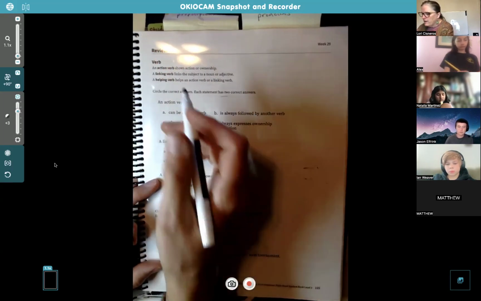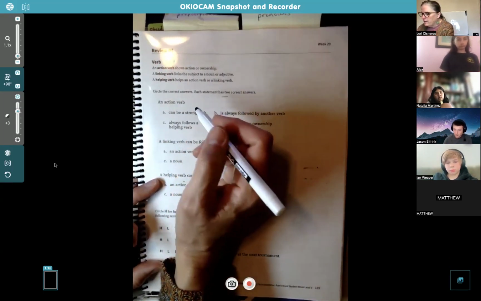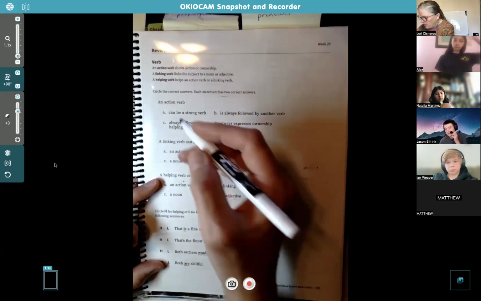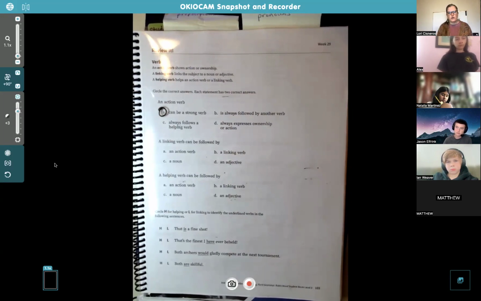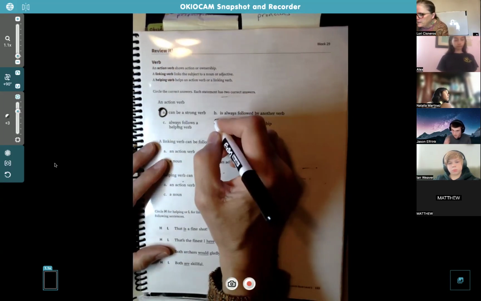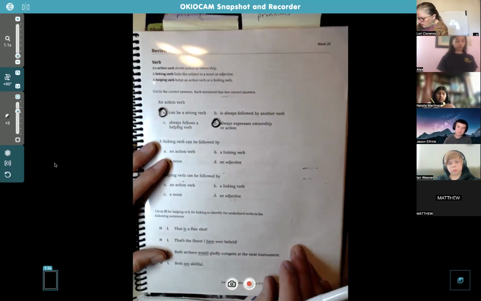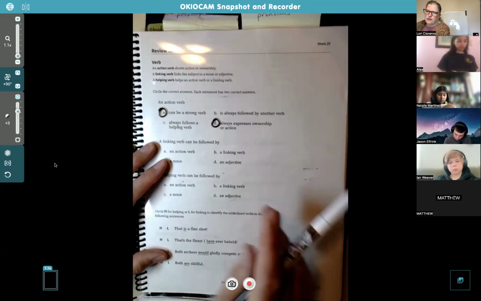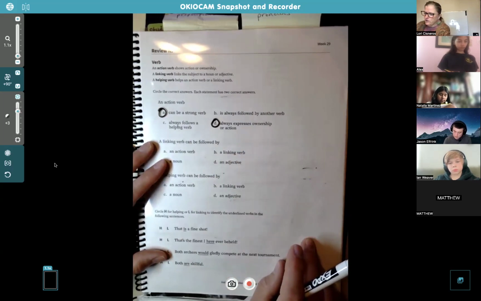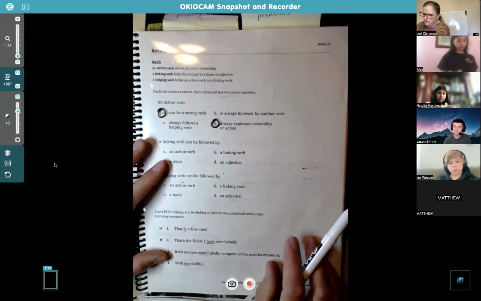So we can mark A, that it can be a strong verb. You guys know about strong verbs. You use those in your writing, right? A verb that shows action, that's considered a strong verb. And then D, always expresses ownership or action. And that's what it says up here in the definition. Okay, so the answer for the first one is A and D.